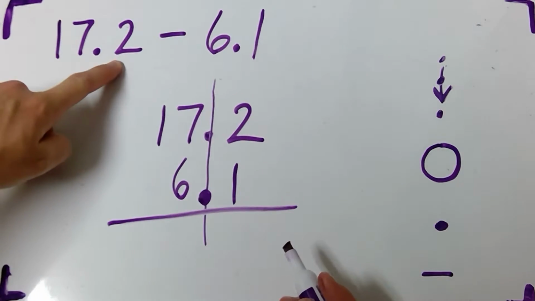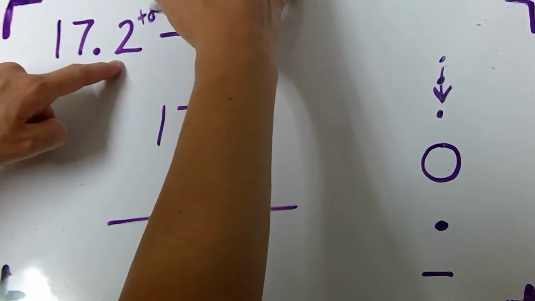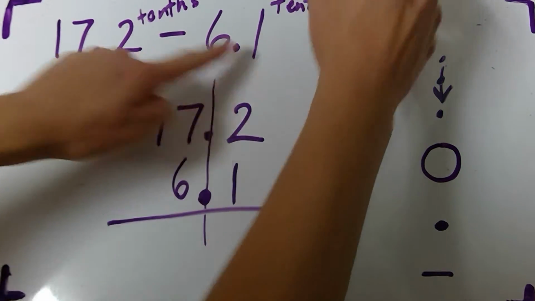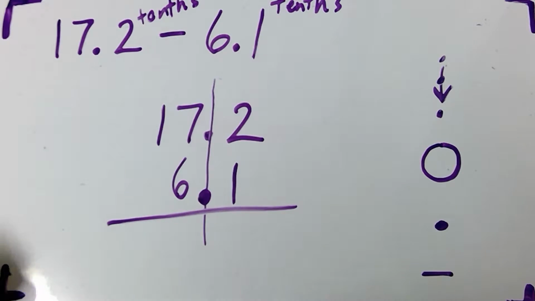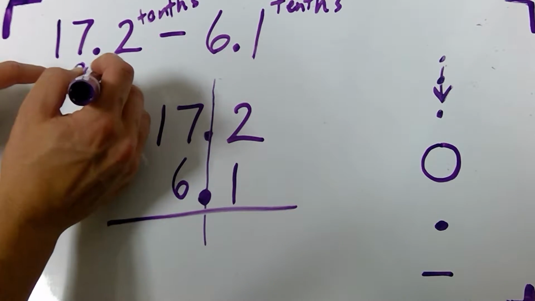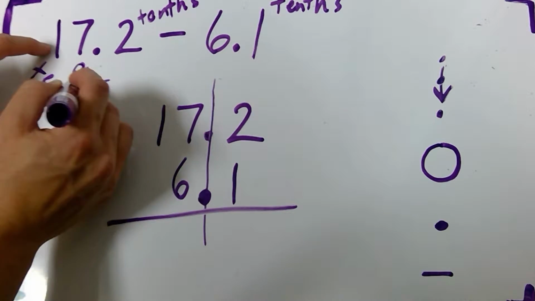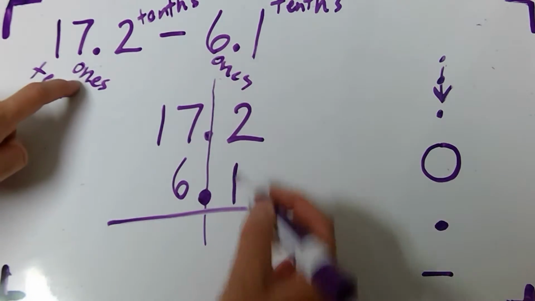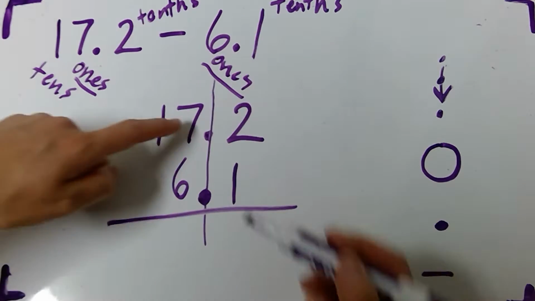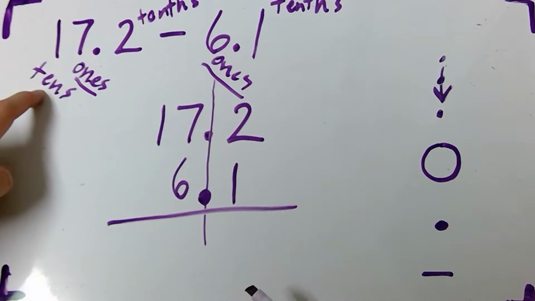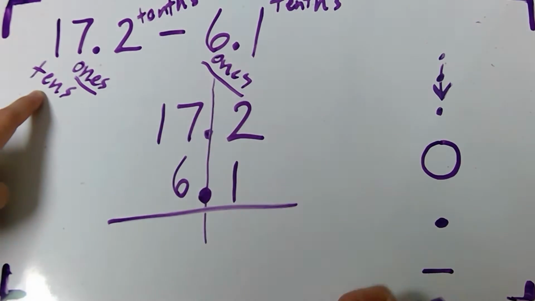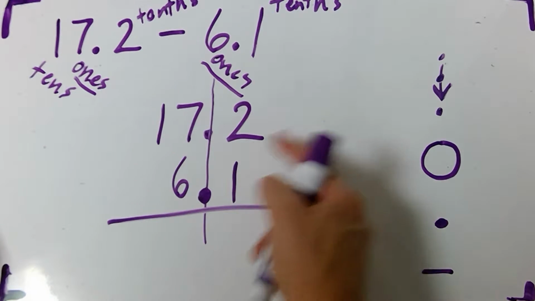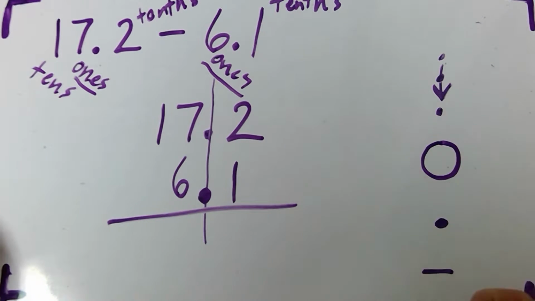And then let's just stop and look. This is the tenths place. And this is the tenths place. And the 2 and the 1 are lined up together. This is the ones place. This is the tens. And this is the ones. So ones place, and they're lined up. Tens place, there's nothing in the tens place here, and so it doesn't need to be lined up. So we've lined them up by the decimal and by their place value.